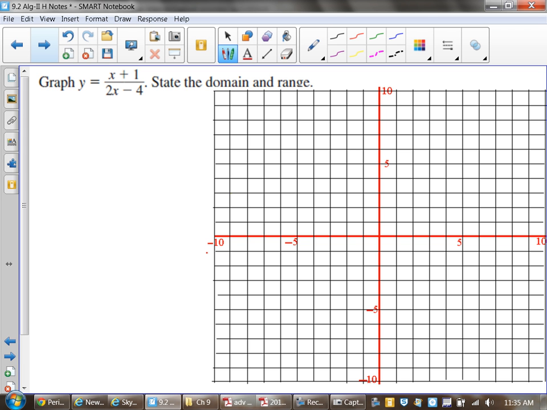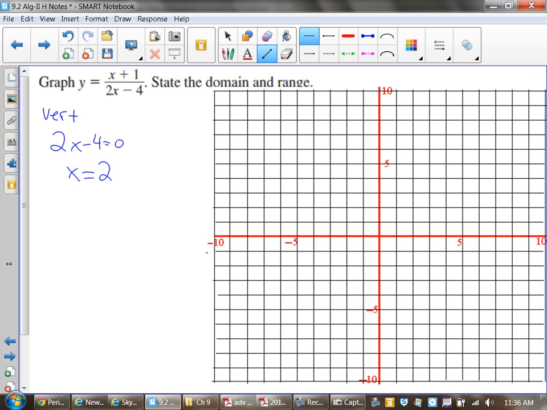So again, when I start these problems out, my vertical asymptote is always going to be the zero of the denominator. So x can't equal what? Two. X can't equal 2. If x is equal to 2, I get 0 in the denominator. Then it's bad. Okay? So my vertical asymptote is at x equals 2.